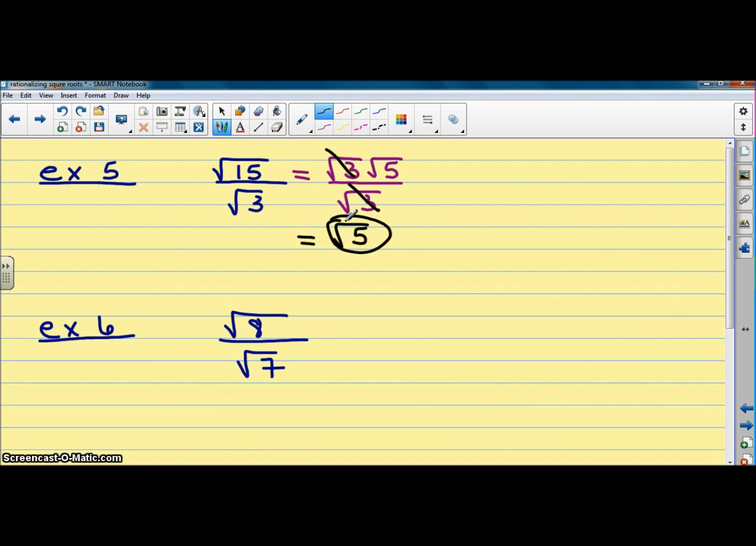Example 6. Feel free to pause and attempt this one if you would like. I'm going to continue on in solving. I'm going to first start with simplifying the square root of 8 because I know there's a perfect square in there. 8 is made from the square root of 4 times the square root of 2, and I still have my denominator at square root of 7. The square root of 4 is plain 2, and I still have the square root of 2 over the square root of 7.